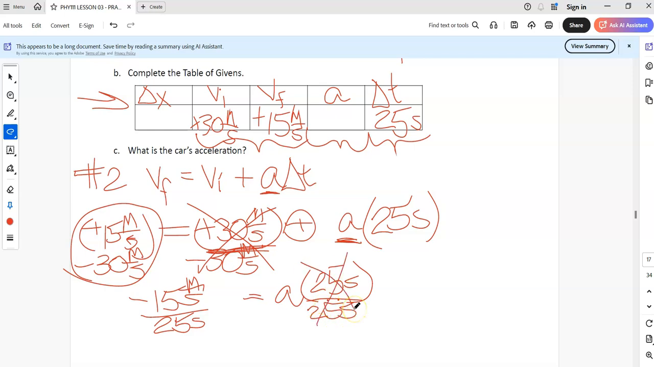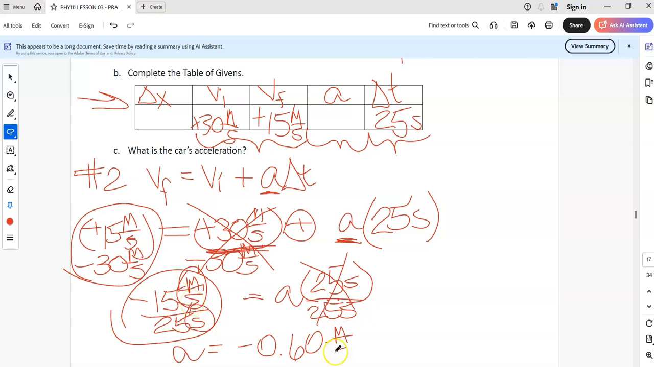That cancels, and now we have that acceleration is equal to this term here. So we take our calculator, we divide negative 15 by 25, and we get a negative number, negative 0.60 meters per second. You'll notice it's meters per second squared, which is an acceleration unit, and that is our answer.